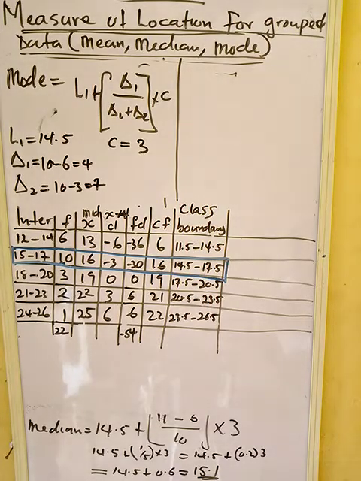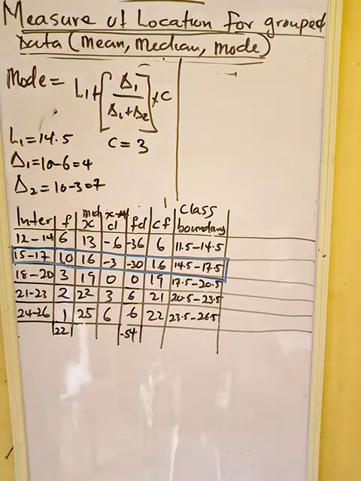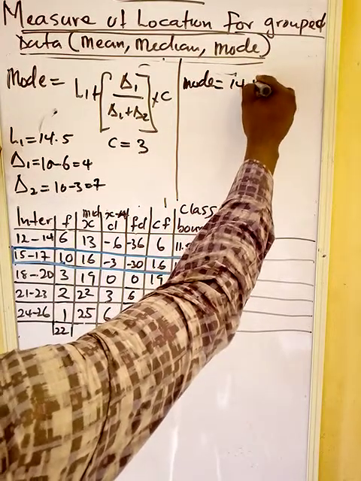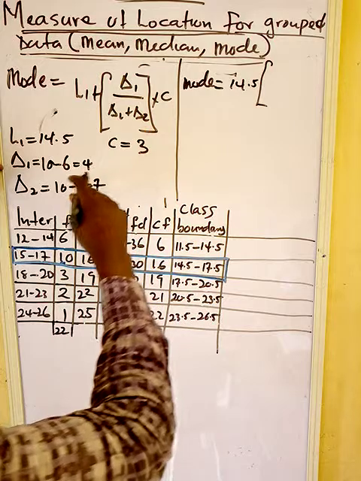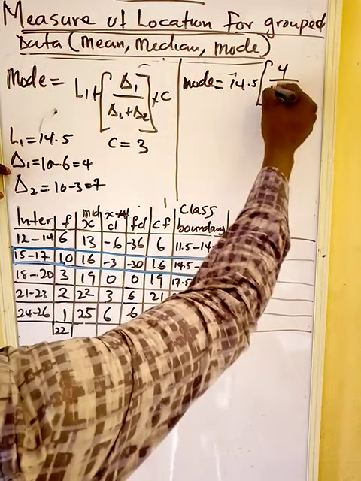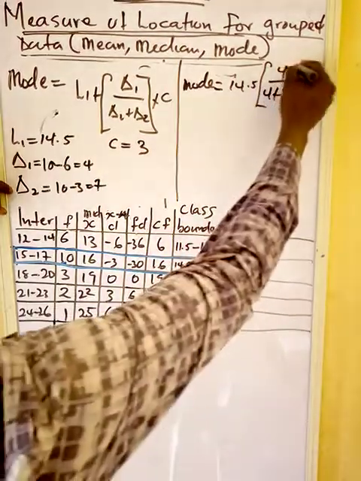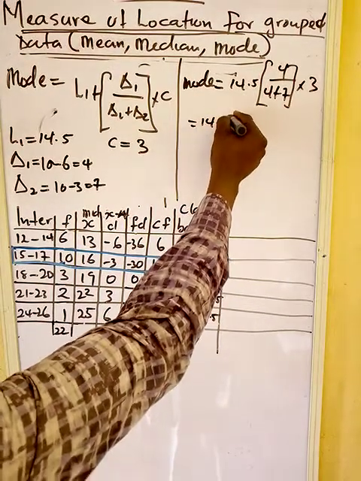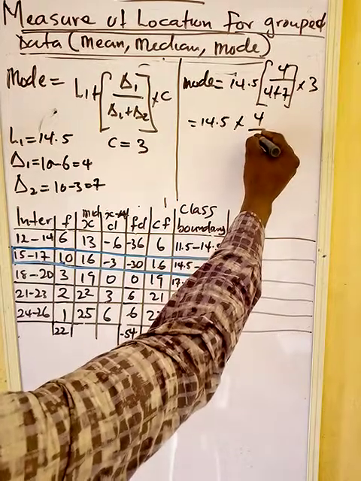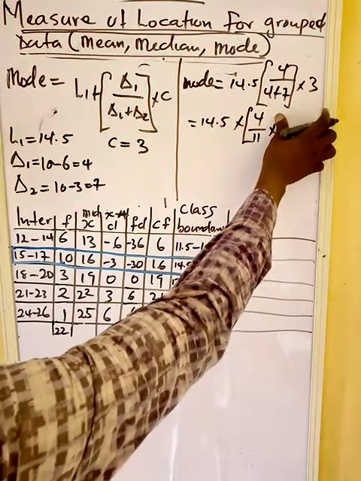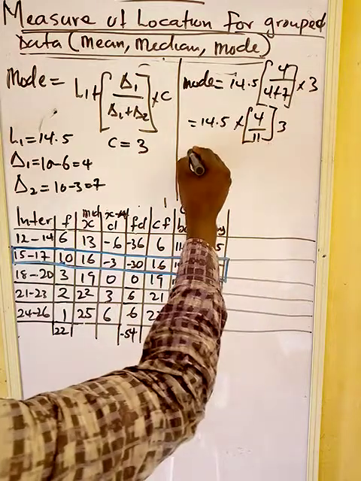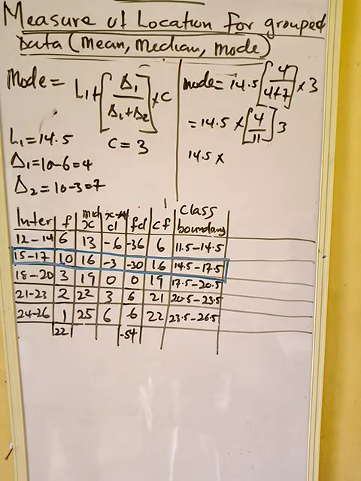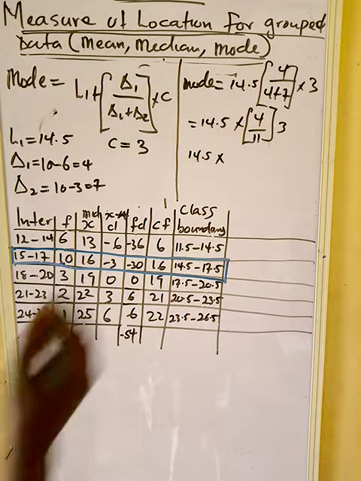Now to solve for our mode: the mode is equal to L1, which is 14.5, plus the bracket of D1 over D1 plus D2, that is 4 over 4 plus 7, times 3. So from here we have 14.5 plus 4 over 11 times 3. 4 divided by 11 will give us 0.36.